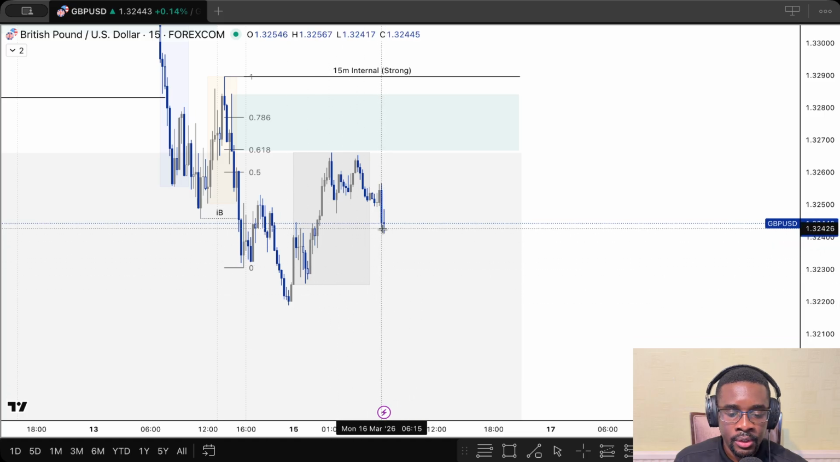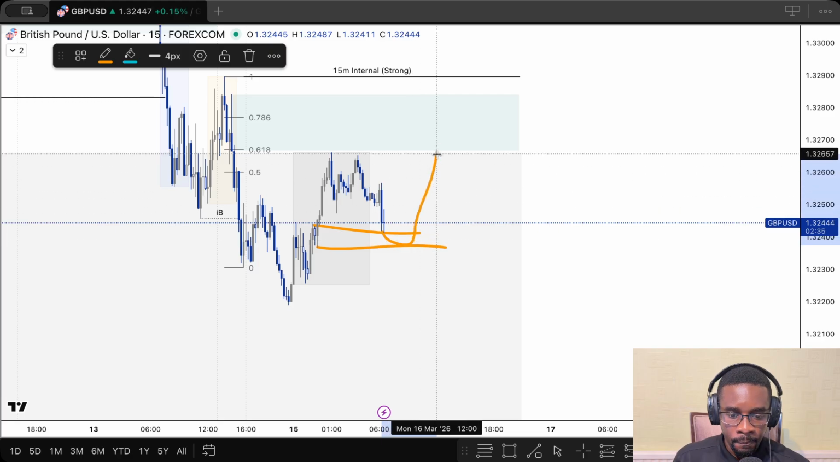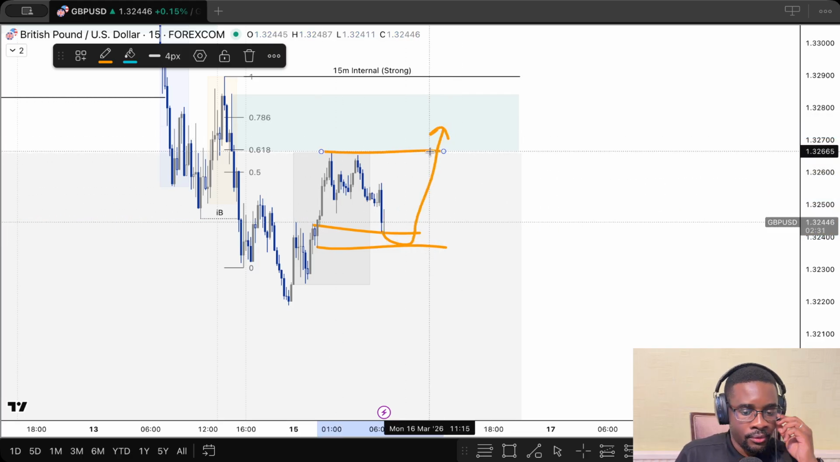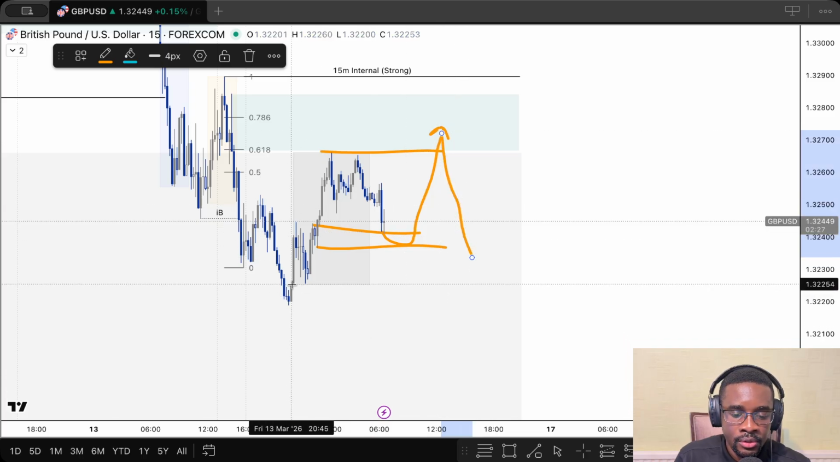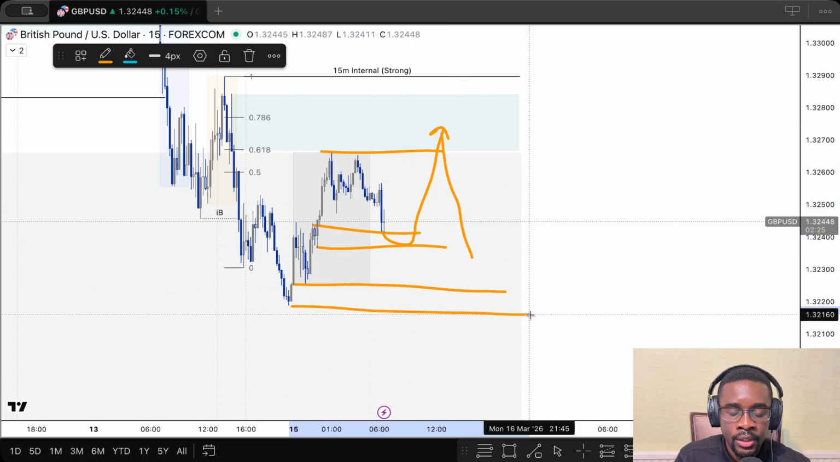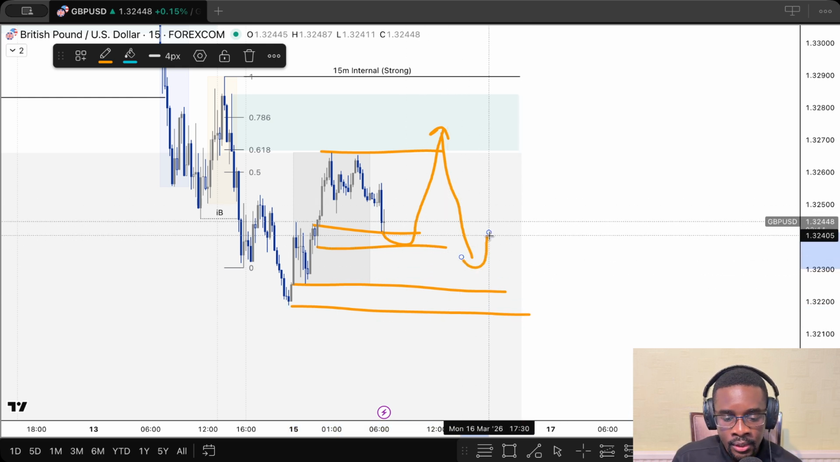Price could simply stop here, come up, mitigate this, take out these highs, and then continue bearish, targeting this Asia low or this weak swing low of this internal, or rather this weak internal low. Okay, so those are the things that I'll be looking at.